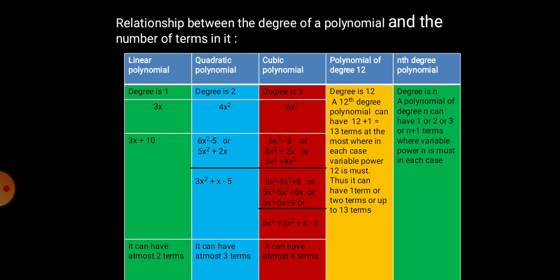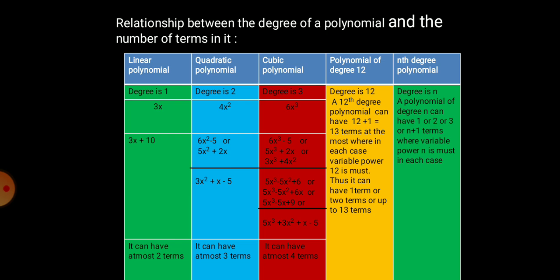If it has two terms, one x square term and one constant or one x term will be there. That is 6x square minus 5 or 5x square plus 2x. It can have one term, two terms or three terms. Three terms means it will have terms with power 2, 1 and 0. So a quadratic polynomial will have at the most three terms.